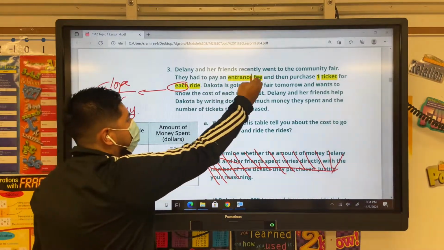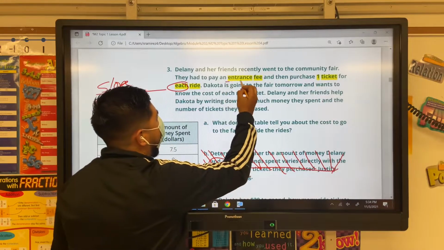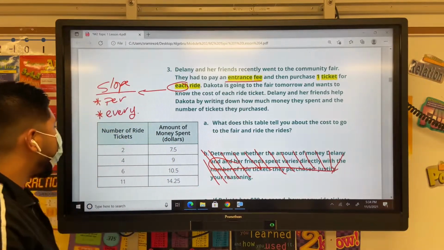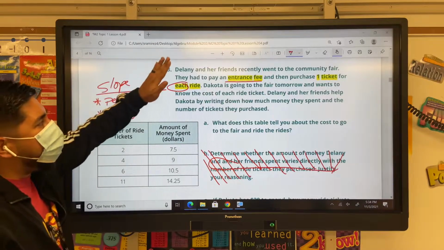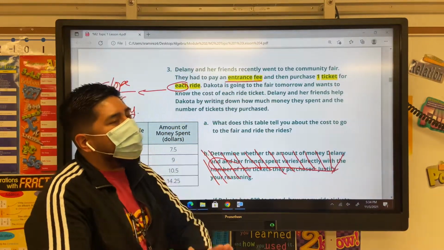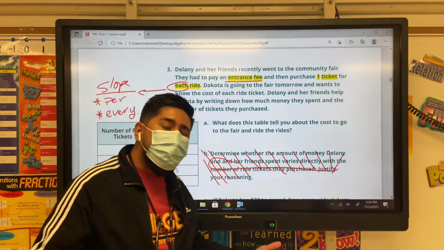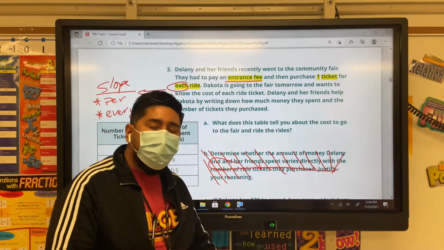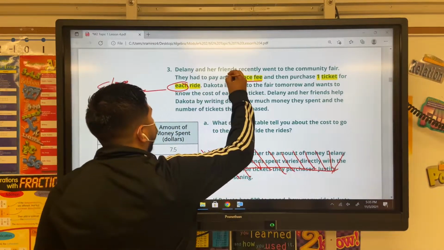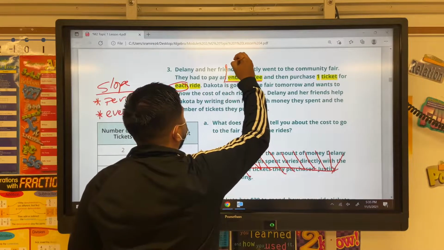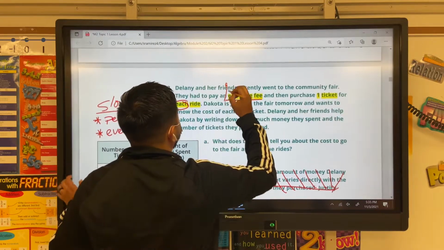Next, the other number that comes with the equation is our entrance fee. Now, if we know this is slope, and the other thing that's highlighted is our other number, we should be able to remember that is called our y-intercept. That's not letting me write.